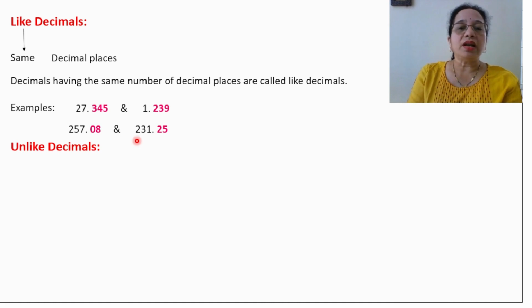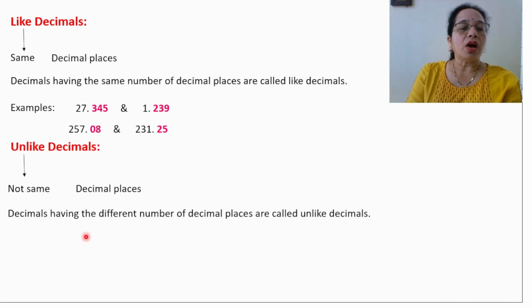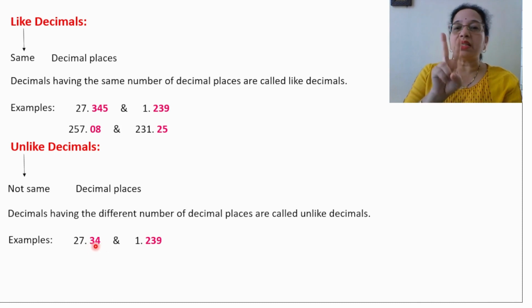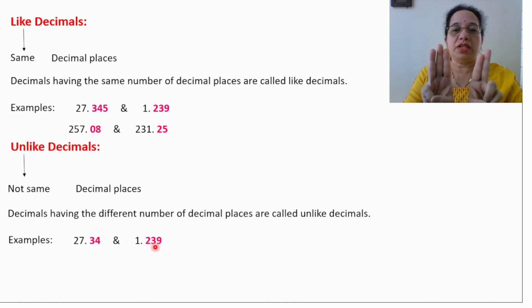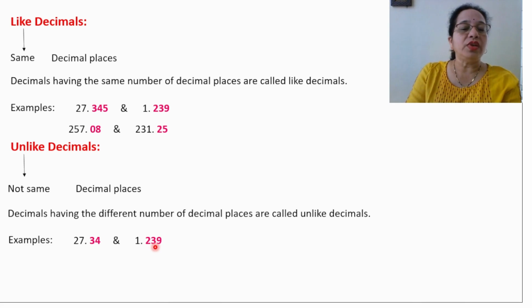Now next one is unlike decimals. Unlike means not same. What is not same? The decimal places are not same. So how to understand, take two examples, 27.34, decimal places are 2. Now here 1.239, decimal places are 3. One number's decimal places are 2, another number's decimal places are 3. These are not equal, so such type of decimals are known as unlike decimals.